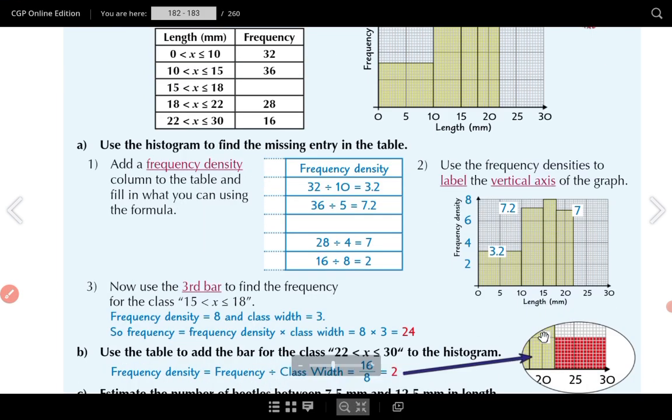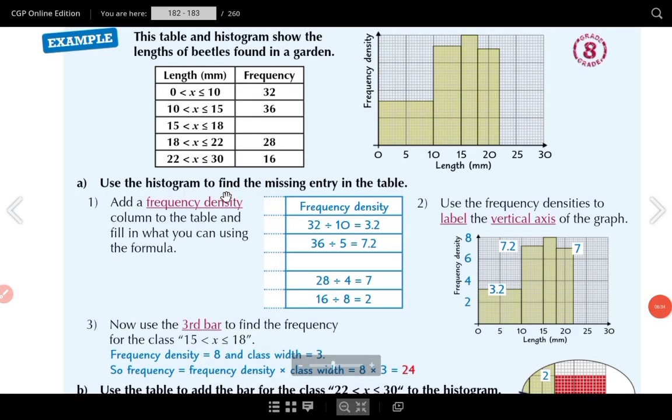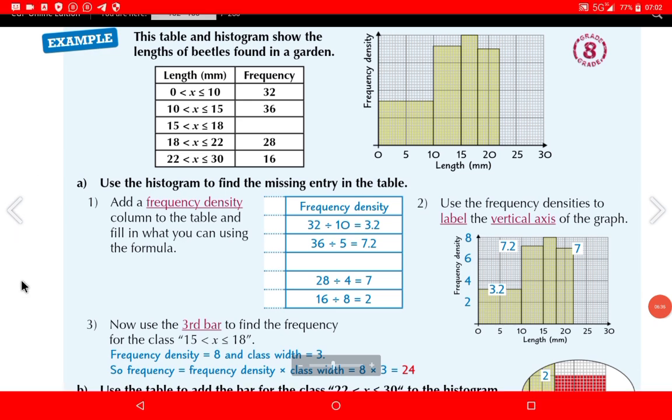And then the third bar, to find the frequency for the class, the frequency density is equal to 8, and the class is that. So the frequency density times class, this is what you get for this particular set. So let's just do this for this one. The first thing here that we are trying to do is to find the frequency densities. The frequency densities will give us how long this thing is.